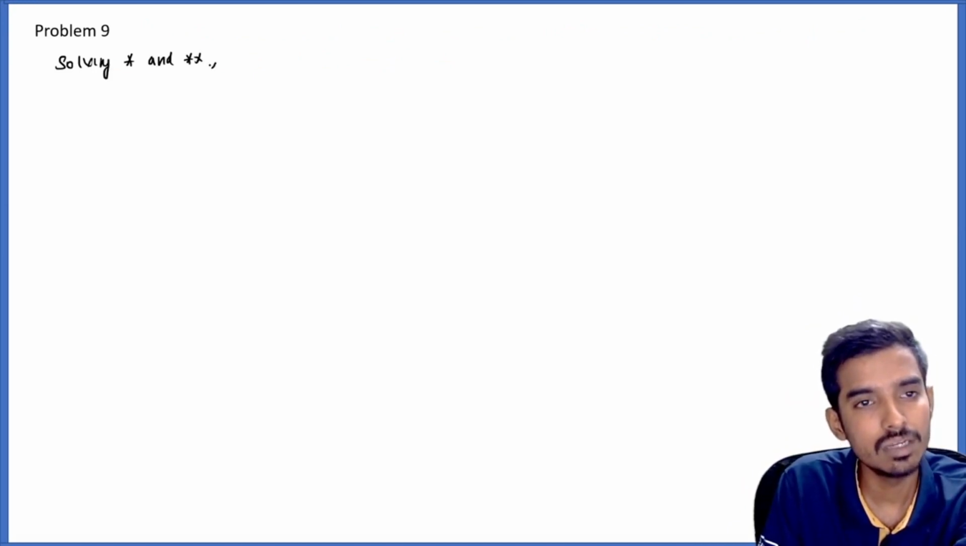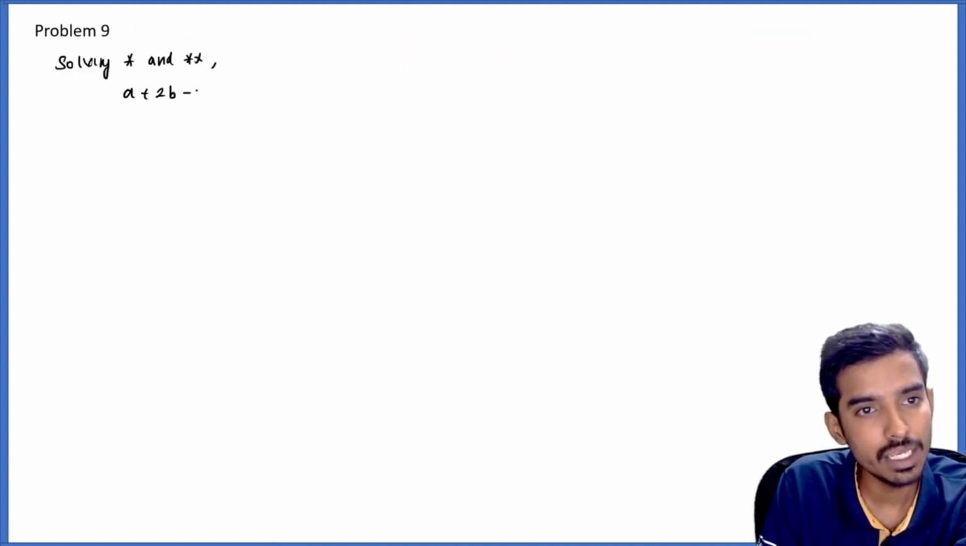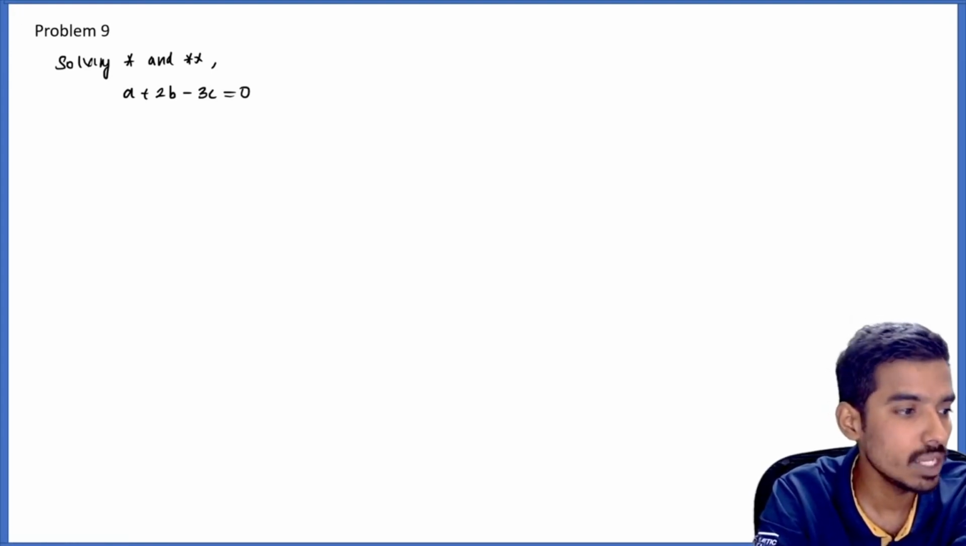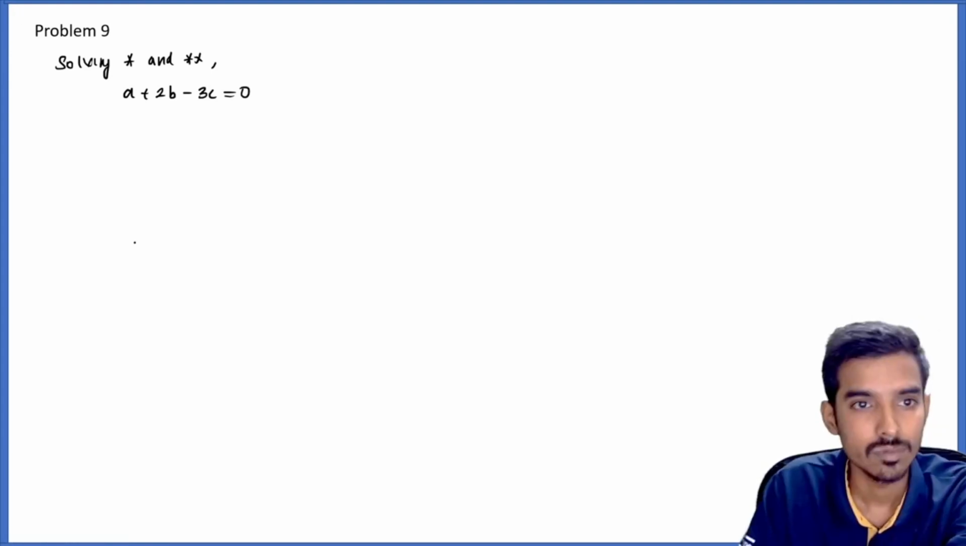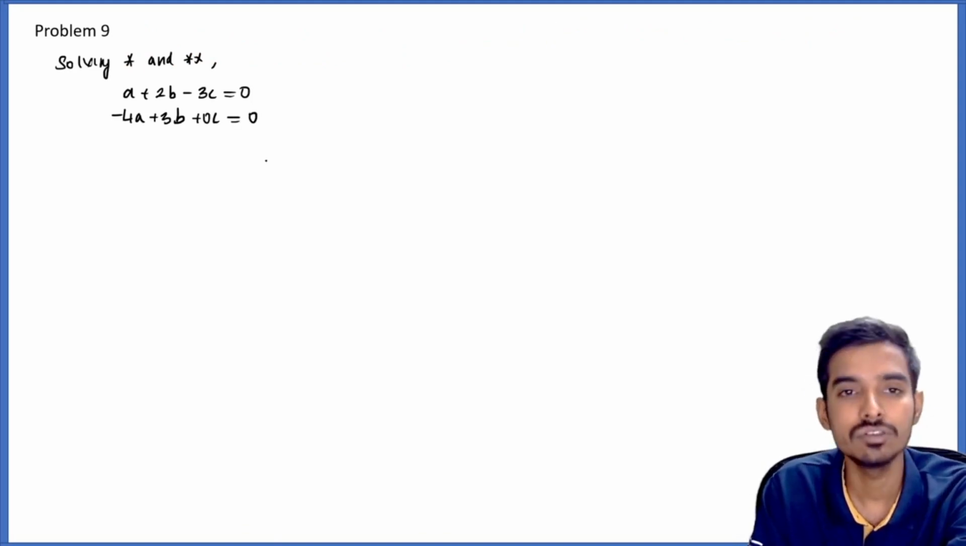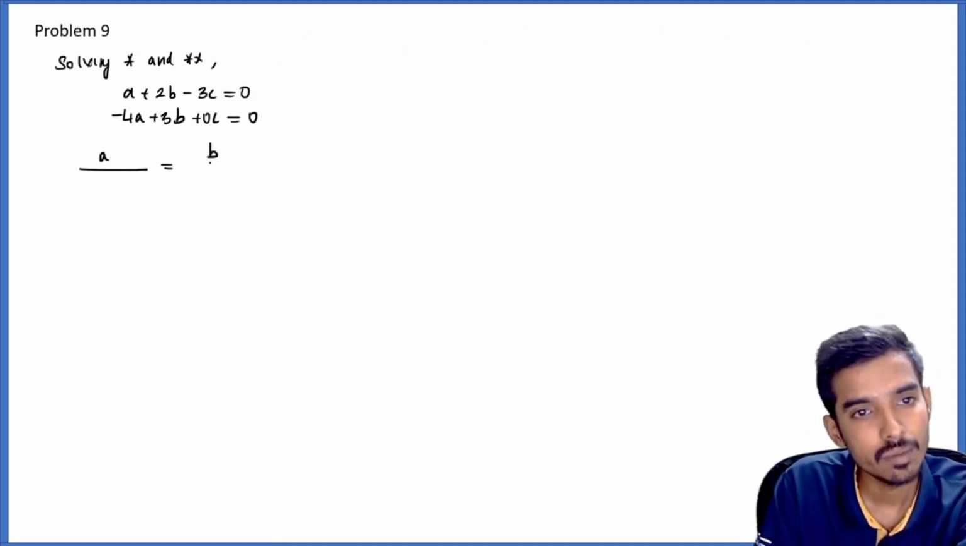Solving star and double star. So we have A plus 2B minus 3C is equal to 0, right? And double star is minus 4A plus 3B plus 0C is equal to 0, right? Just solve this. So A divided by B divided by C divided by.